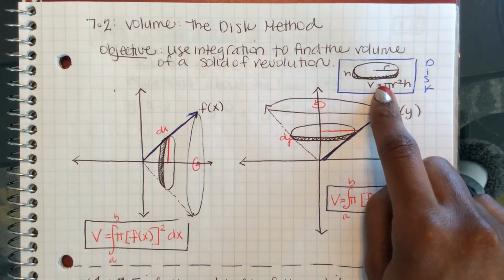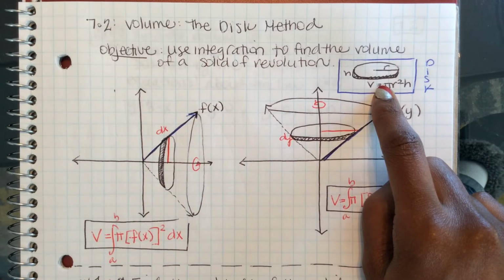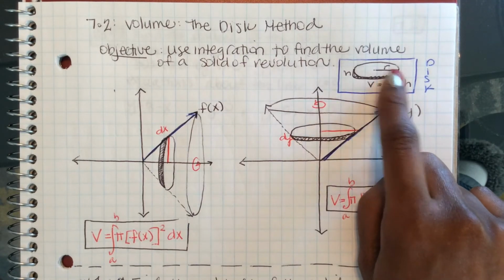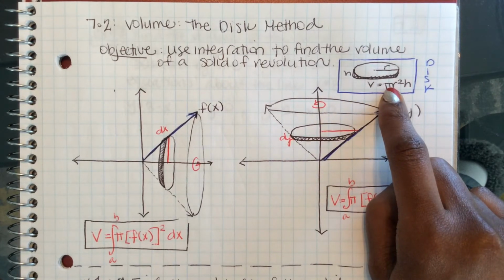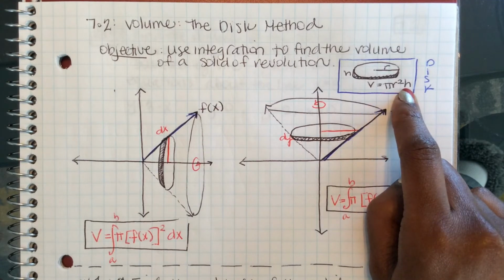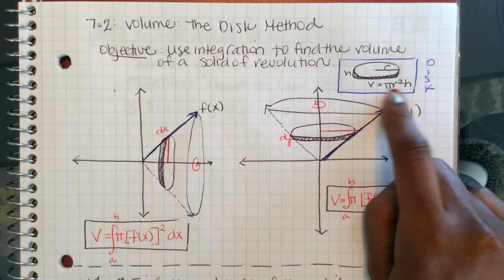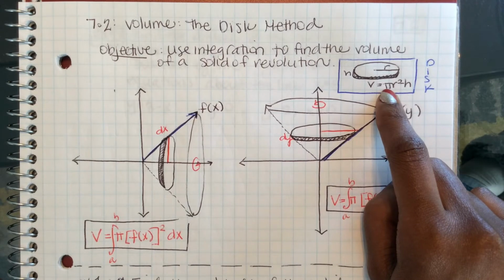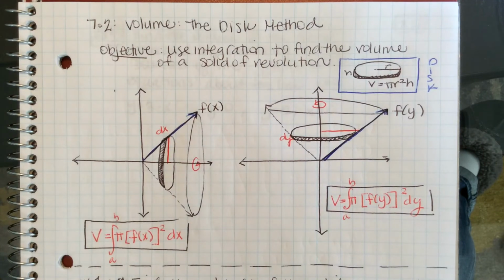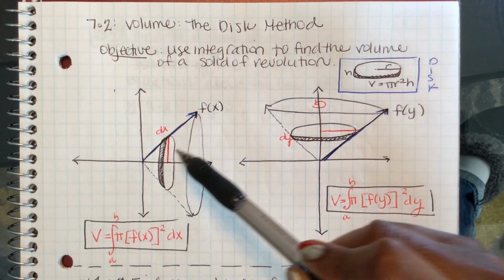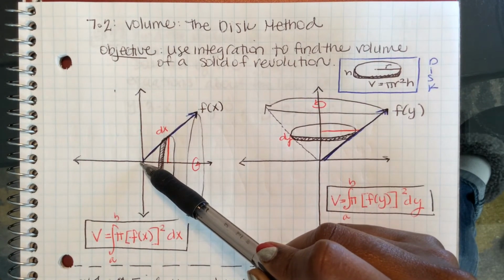So a disk is just another word for a cylinder, right? And a cylinder's volume is just a bunch of circles, pi r squared, stacked h high. So a disk is just a cylinder with a volume of pi r squared multiplied by h. So let's look at a couple examples of how we set up volume here.